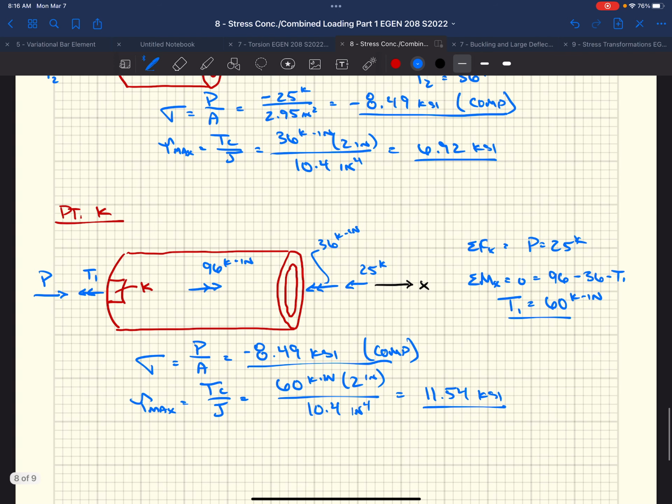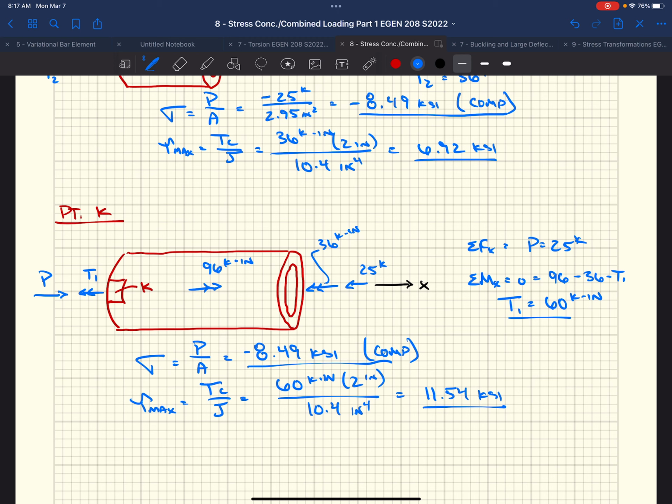So as you can see, the axial stress, the normal stress, didn't change, right? Because we have no axial load between the end of the shaft and point K. And then torsionally, our shear stress is changing because the torque in our shaft is changing, right? This pipe changes. We have 36 at the end, so we'd have 36 kip inches until we got to this 96. Then this guy's going to switch direction. It's going to run 60 kip inches from here off.